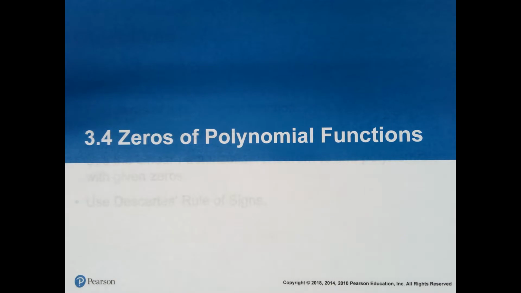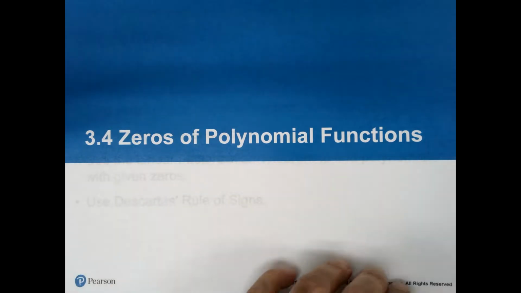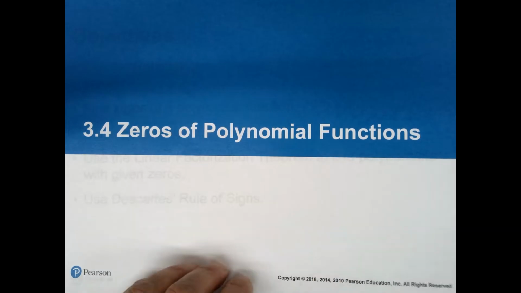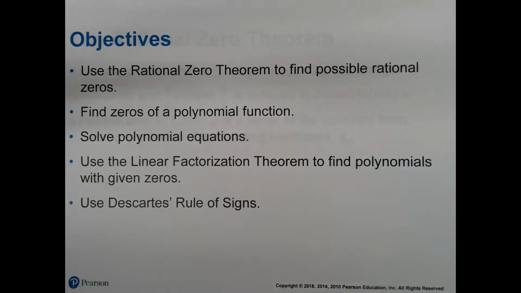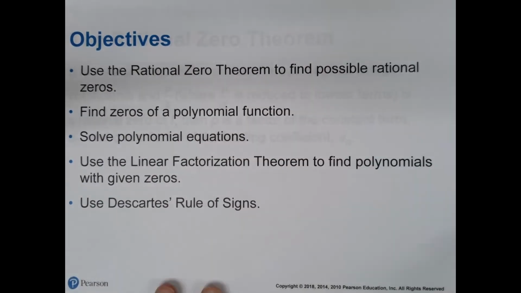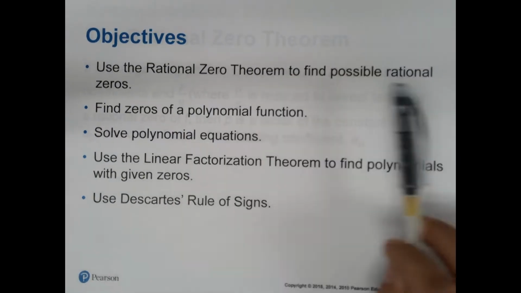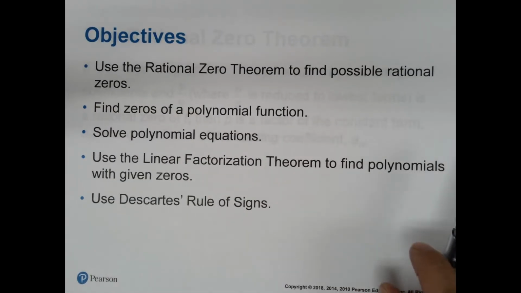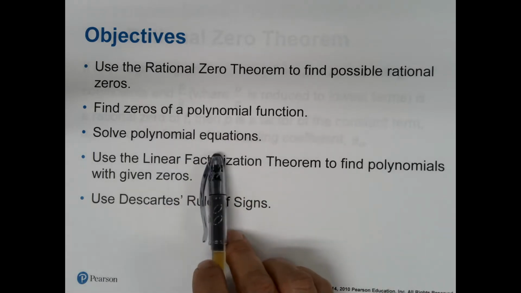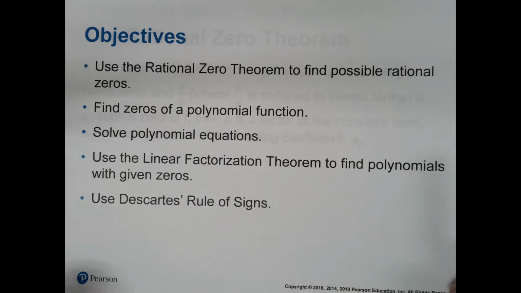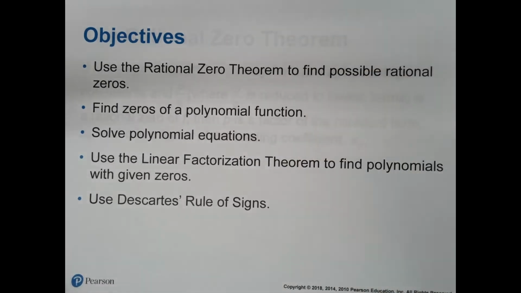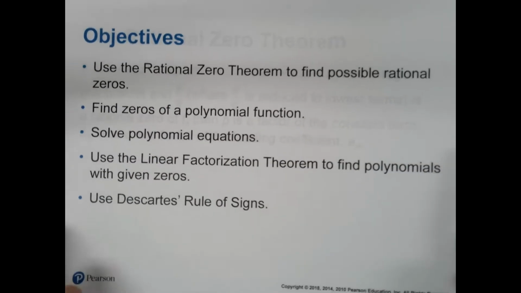So to continue with our study of polynomial functions, section 3.4 is the zeros of polynomial functions. We've already done some of this, the homework problems that we were just doing from review, we were finding the zeros, but we're going to get a bit more information here in section 3.4. In particular, we're going to learn about the rational zero theorem, and that's going to help us to find the possible rational zeros. And then from there, we'll use that to find the zeros and to solve polynomial equations, and to think about the linear factorization theorem and then Descartes' rule of signs.